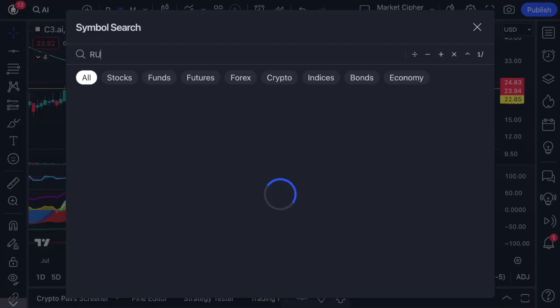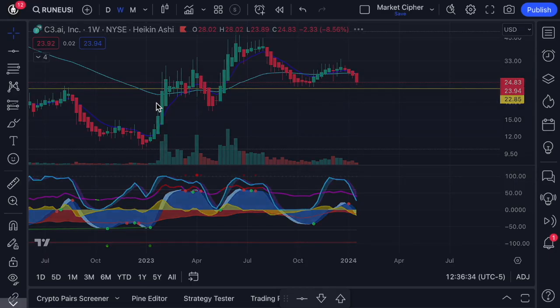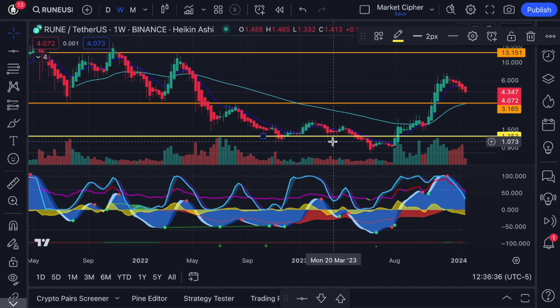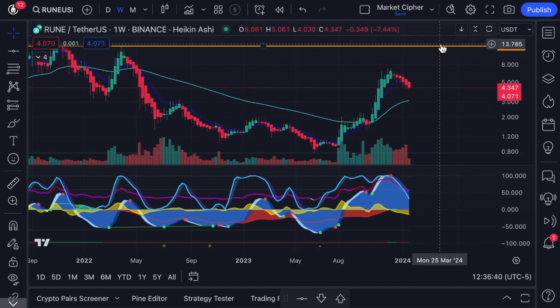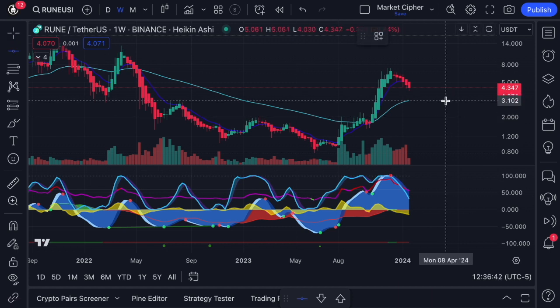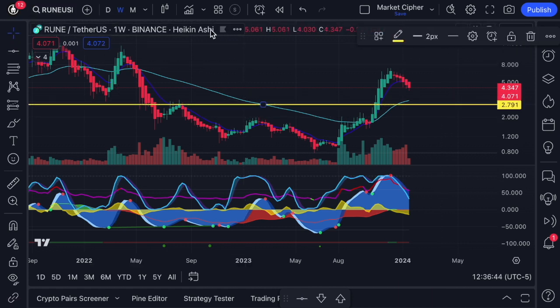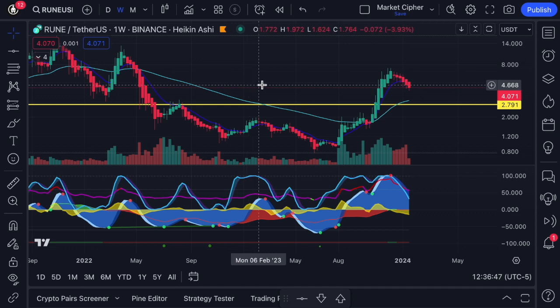We got RUNE, R-U-N-E, USDT. This is Thorchain. Ooh, good setup here, folks. I like it. Shout out to my boy Tim over in the Discord. Let's go, baby. This one's good. This one's going on the altcoin watch list here. I might start dropping an altcoin watch list throughout the week, too, on this channel.